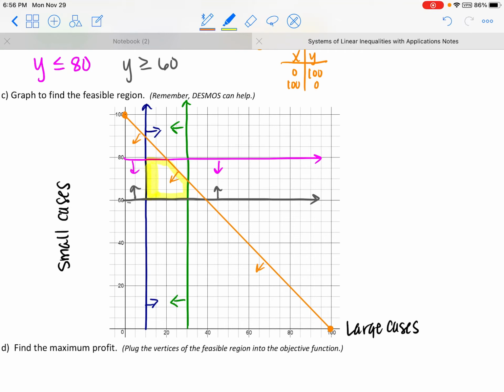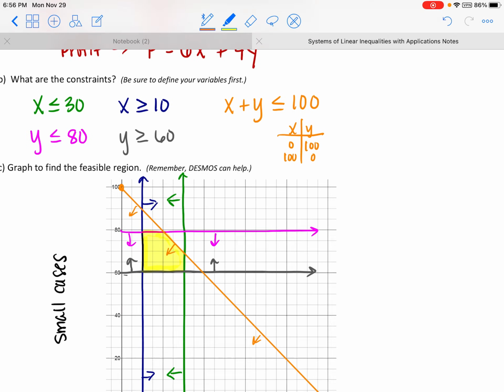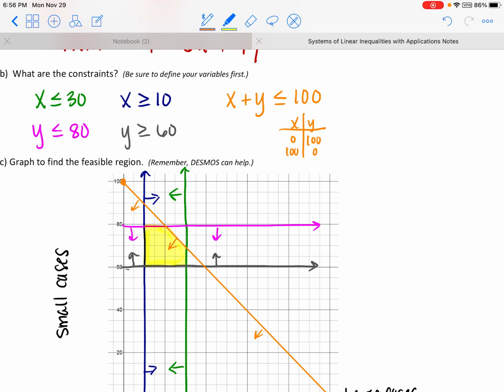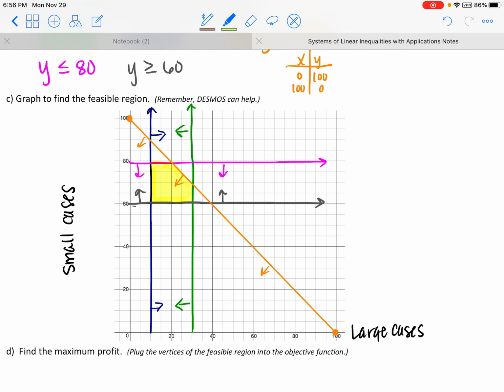So this is the number of cases, small and large, that can be made where all of the constraints are met, where they're making at least 10 but less than 30 larges, and at least 60 but less than 80 smalls, and the number of total cases is less than or equal to 100. So all the constraints are met. Now we have to figure out in that solution region of all those points where we are actually going to maximize the profit, and that maximum is going to be produced by one of those vertices.